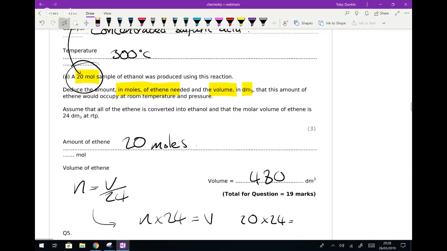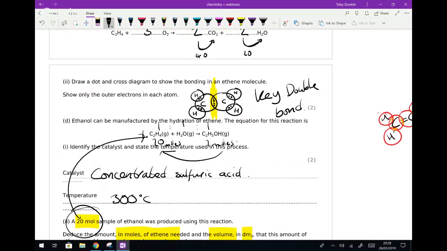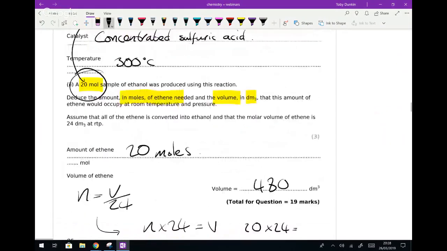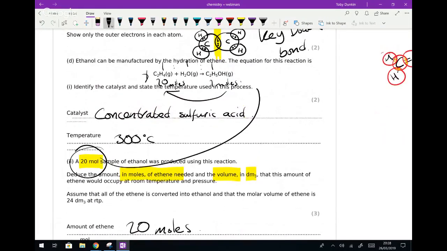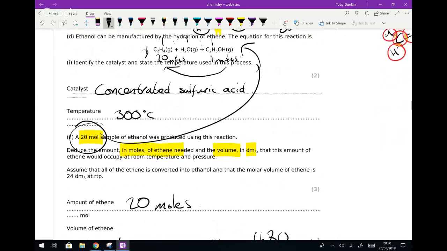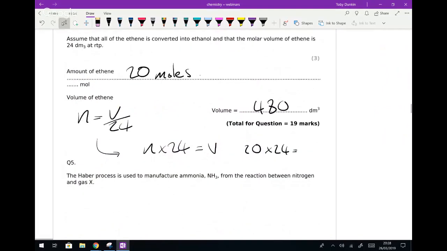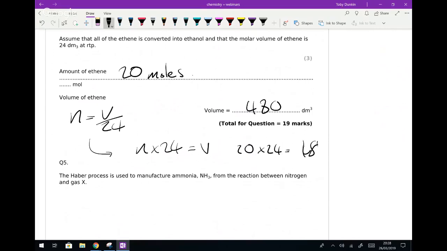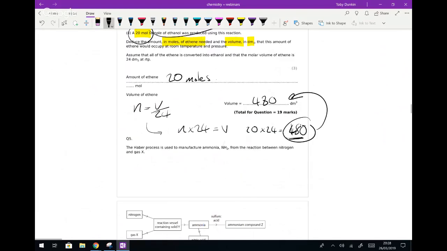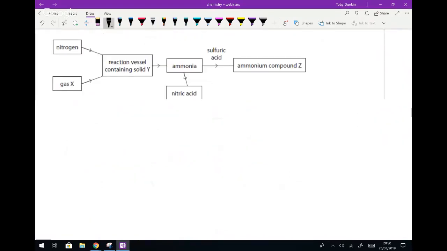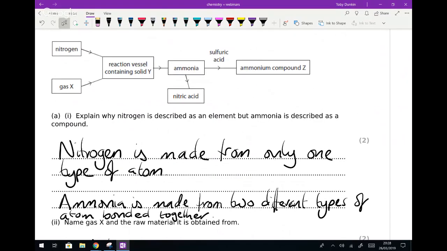Oh, so 20 moles of ethanol, sorry. We're going back the other way, but it's still 1 to 1. So hang on, sorry, 20 moles of ethanol. There we go. Still 1 to 1. Then V over 24, reorganize your equation, and just don't forget to put your number on the line. Easy mistake.